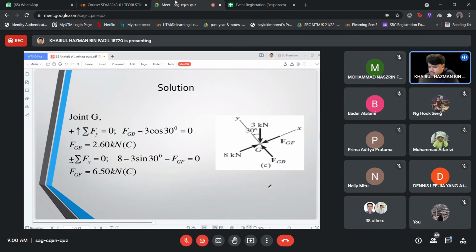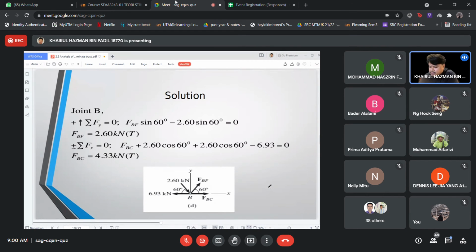This is for joint G, and this is the solution for joint B. I don't do the explanation part because this is just a repetition. I can just show you what actually happened. This is the part where you do the analysis one by one, joint by joint.